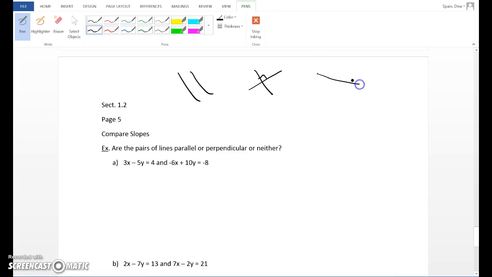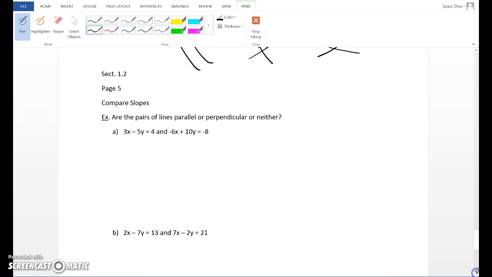But you can also have two lines that intersect but don't intersect at a right angle, and this one would be neither. So this is parallel, perpendicular, and these are just two lines that intersect. They're neither parallel nor perpendicular, they just intersect. Alright, so here what we have to do really is compare slopes when we're talking about parallel and perpendicular lines.